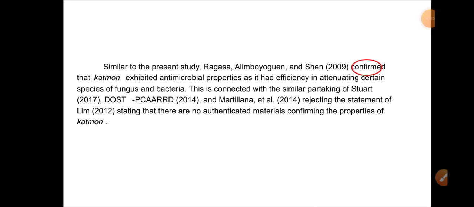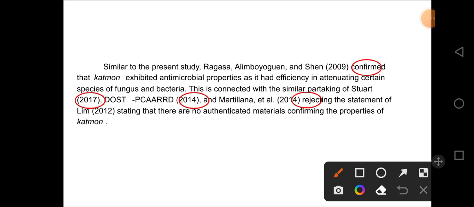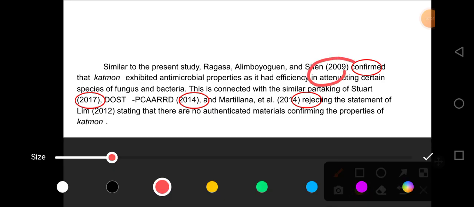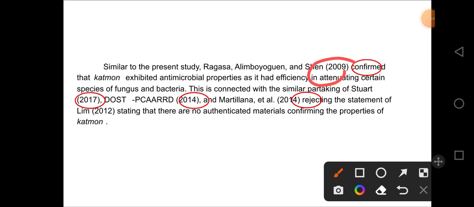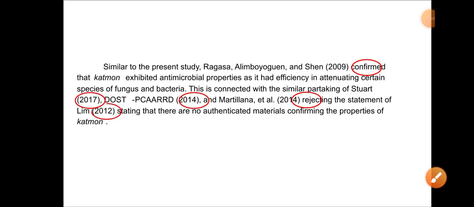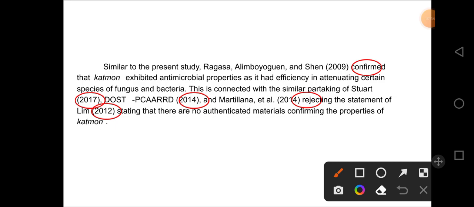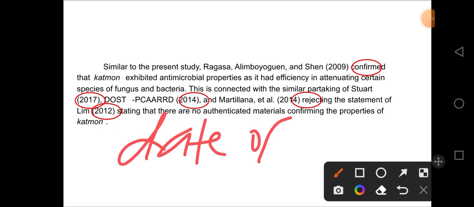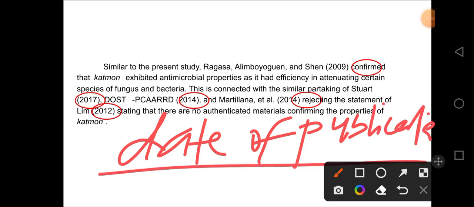So we have here, let's say, encircled numbers. Sorry about this one. The 2009 must be encircled rather than this. Okay, so in this example, we have encircled different numbers from this excerpt. And these numbers indicate the date of publication. So what can you notice about these dates of publication?